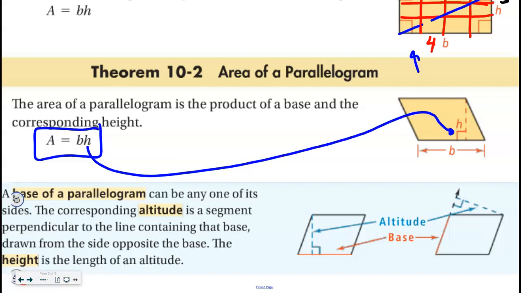Finding the height, it's always perpendicular to the base, and sometimes they draw it outside. So sometimes they'll drop it right here and maybe put a 7 on it, and maybe there's a 5 over here. The 7 is the height. It's the one that goes perpendicular to the base, even though it doesn't hit it. All right, so the first thing is make sure you know that that height is perpendicular to the base.